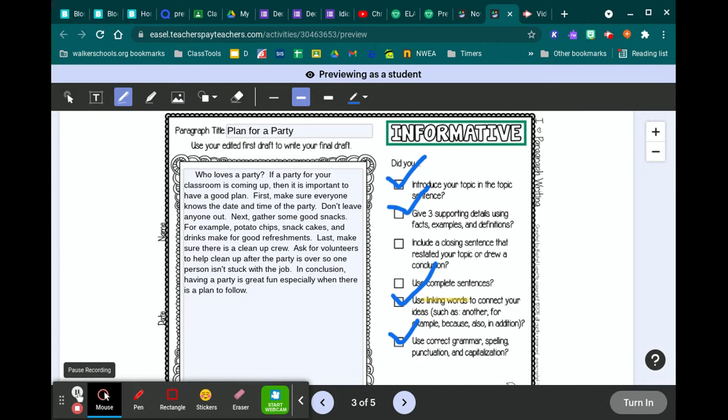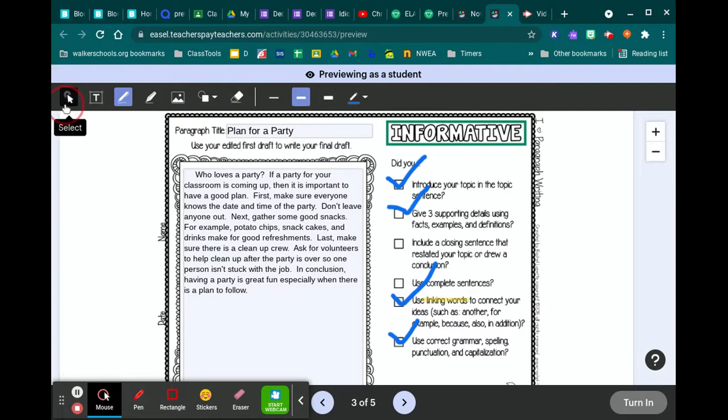You can pause the video now and check your paragraph for supporting details and linking words. After you have checked your grammar, spelling, punctuation, capitalization, your introduction topic with your lead and your topic sentence, your three supporting details with strong linking words, we need to include our closing sentence that restates our topic and draws us back to the conclusion.